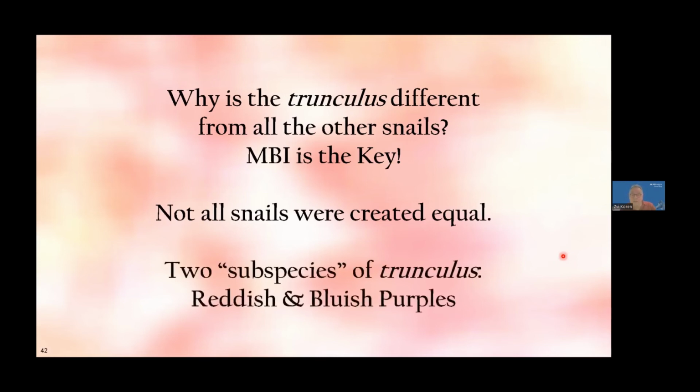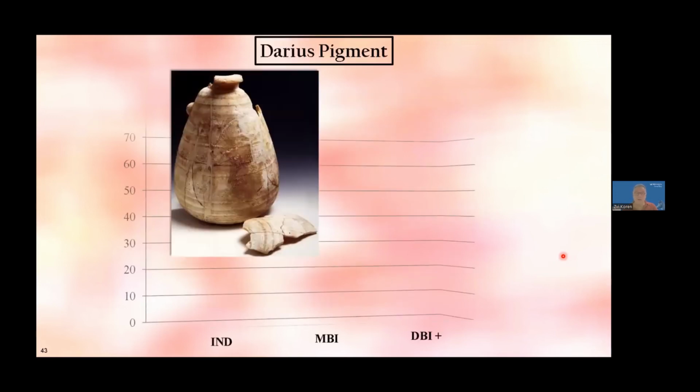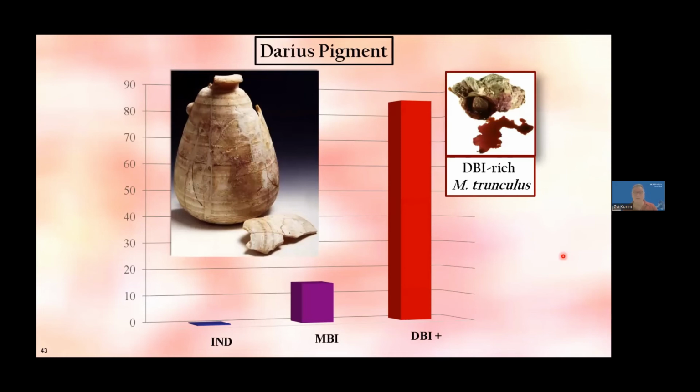Monobromo indigo is the key to the trunculus snail. Not only that, I've noticed among my many analyses that there are two types of trunculus, two varieties. Let's call it subspecies. I'm not a zoologist, so I don't know if I can use the actual word subspecies, but two varieties of trunculus, ones that give you a reddish purple pigment and one that gives you a violet or bluish purple pigment.